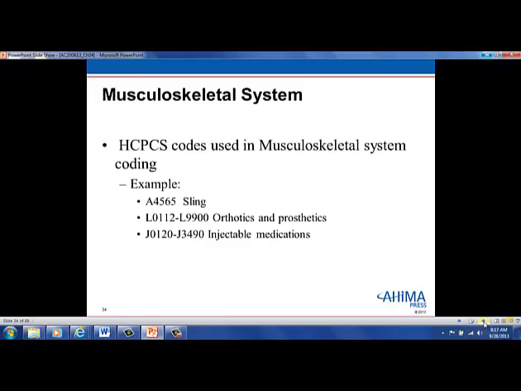HCPCS codes are used in the musculoskeletal system coding. An example here is codes that you will find in the HCPCS code book that you have. Many third-party payers reject CPT code 99070 for supplies because they require information on the specific supplies used or provided.